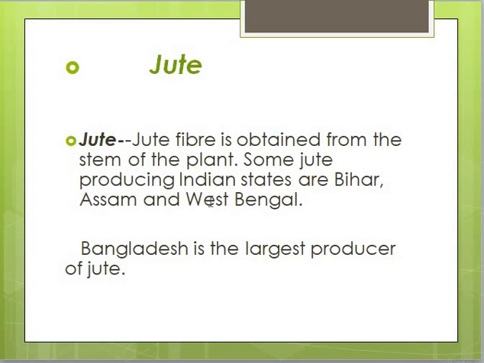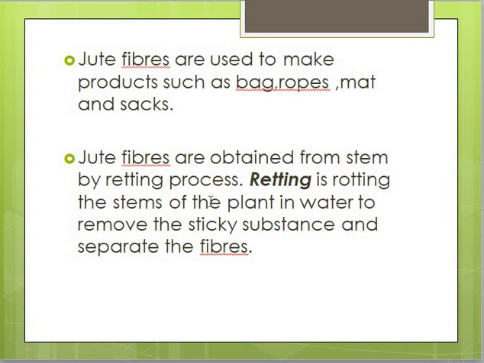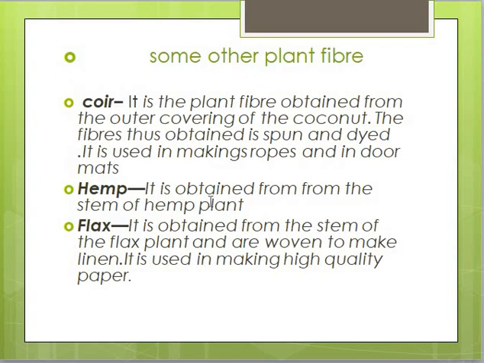Then we have jute, one of the most important. Jute is basically used for making sacks, bags, etc. Bangladesh is one of the largest producers of jute, and jute is a plant fiber obtained from the stem of the plant. Retting is the rotting of strips of plant in water to remove sticky substance and separate the fibers. The process of actual separation of fibers from the plant itself gives the fiber, jute. Then coir, hemp, and flax are obtained from different types of plants.